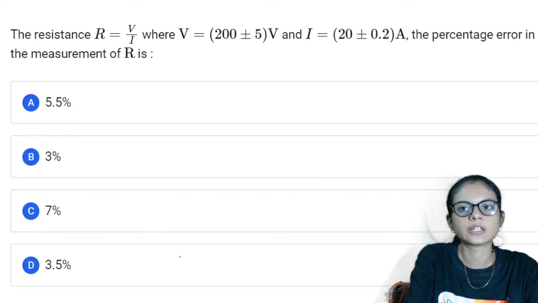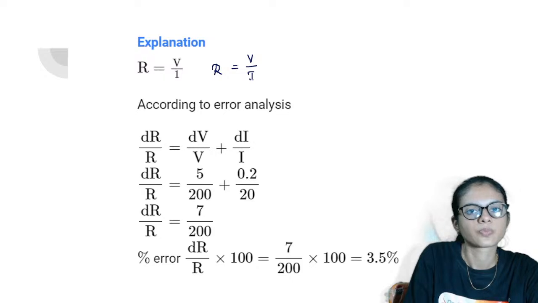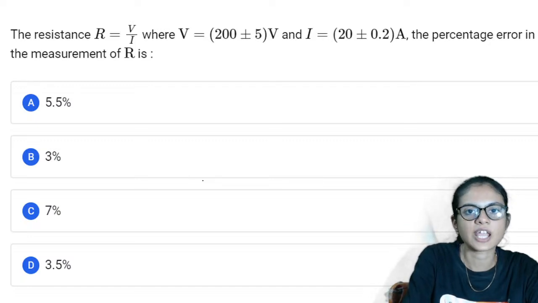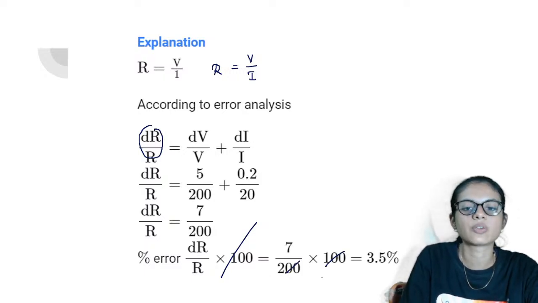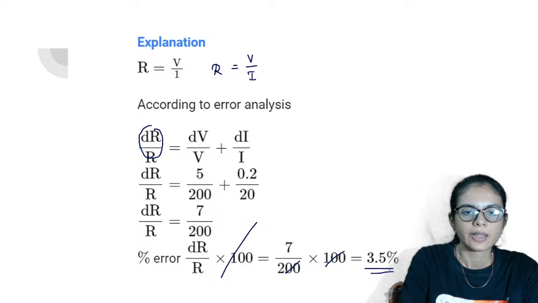Clear? Similarly, here they are asking for the percentage error in R, given V and I. We already know R equals V by I, from Ohm's law. So if I want the percentage change, it will be dV by V plus dI by I. How much have they given? The change is 5 by 200 and 0.2 by 20. Finally, if you multiply to get the percentage, 100, the 0 cancels, 7 divided by 2 is 3.5 percent. Clear?